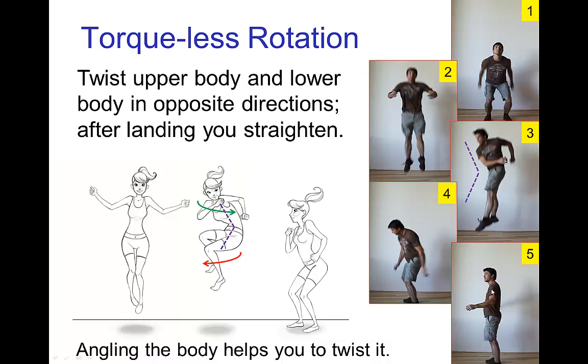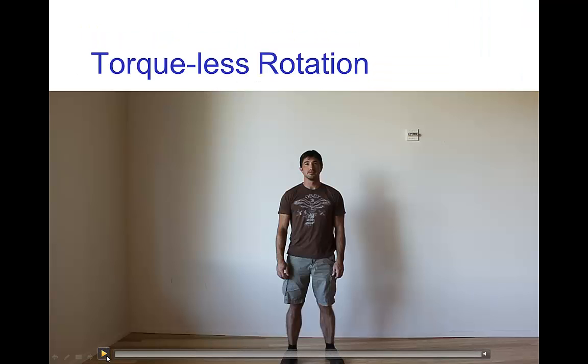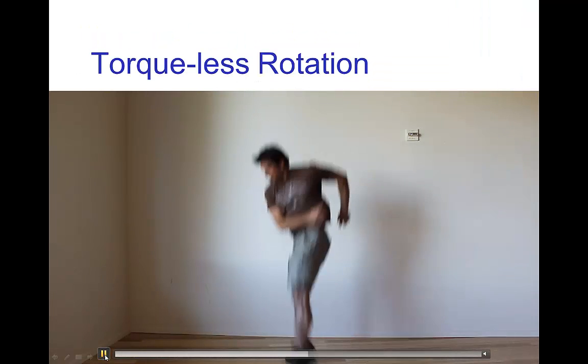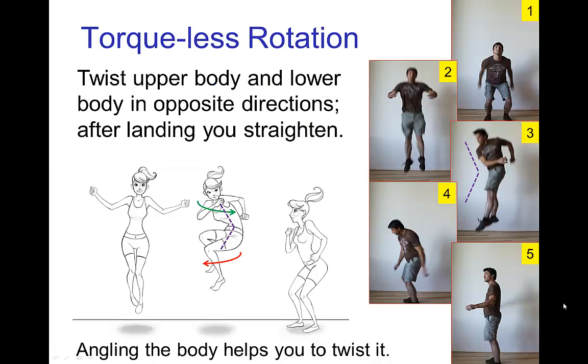Let's see the video. Okay, so here we see how our volunteer is doing this. So he rotates his upper body in one direction and rotates the lower body in the direction that he wants to be facing when he lands.